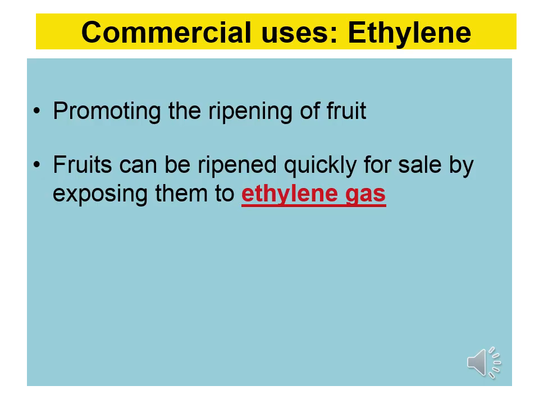Okay, another type of hormone is ethylene. The commercial uses of ethylene is promoting of ripening fruit, fruit ripening. And then the fruit can be ripened quickly for sale when exposing them to the ethylene gas.